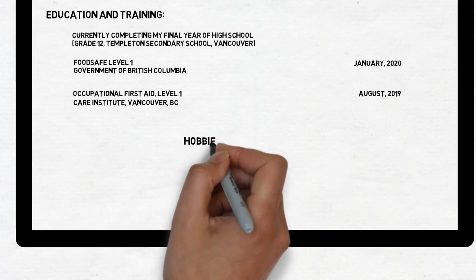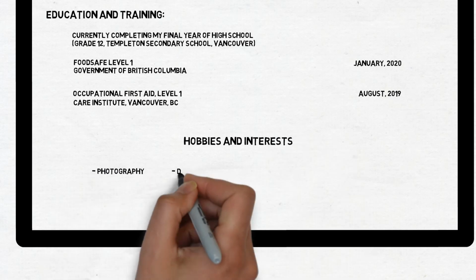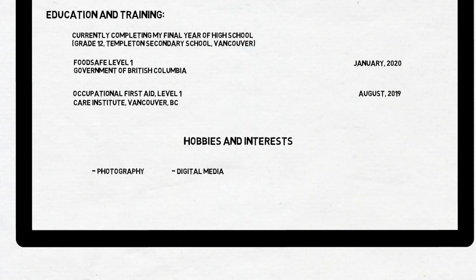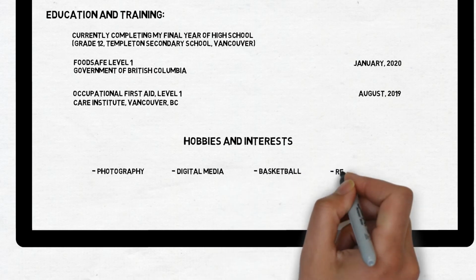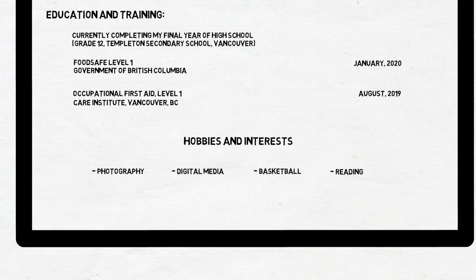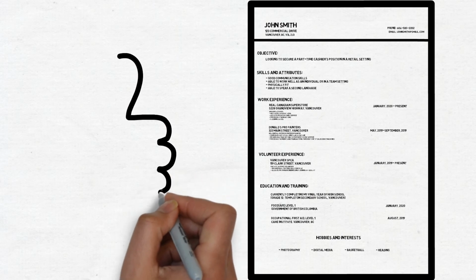The final section is for hobbies and interests. This can include any sports you played, reading, music, movies, and other passions and interests. You can list your hobbies and interests either with bullets or vertically across the page, depending on how much space you have left on your resume.